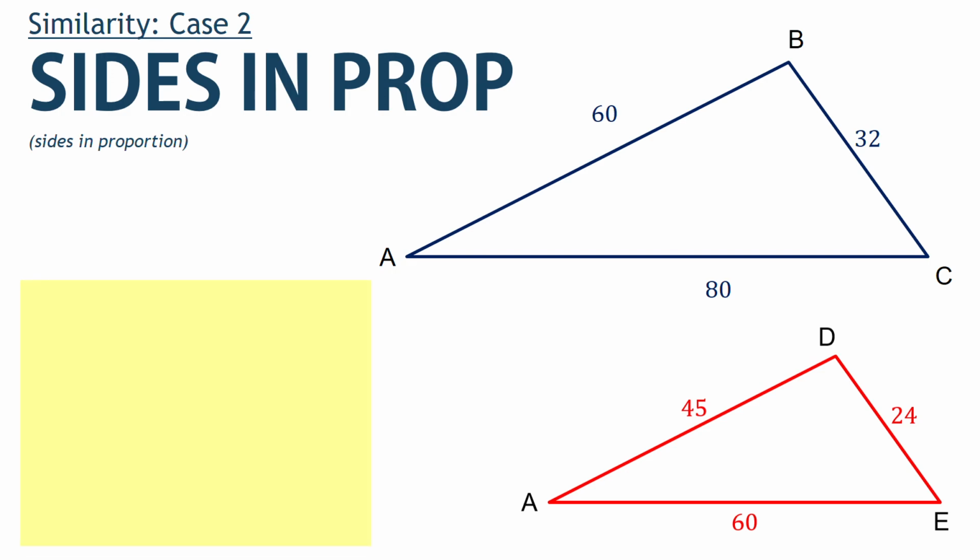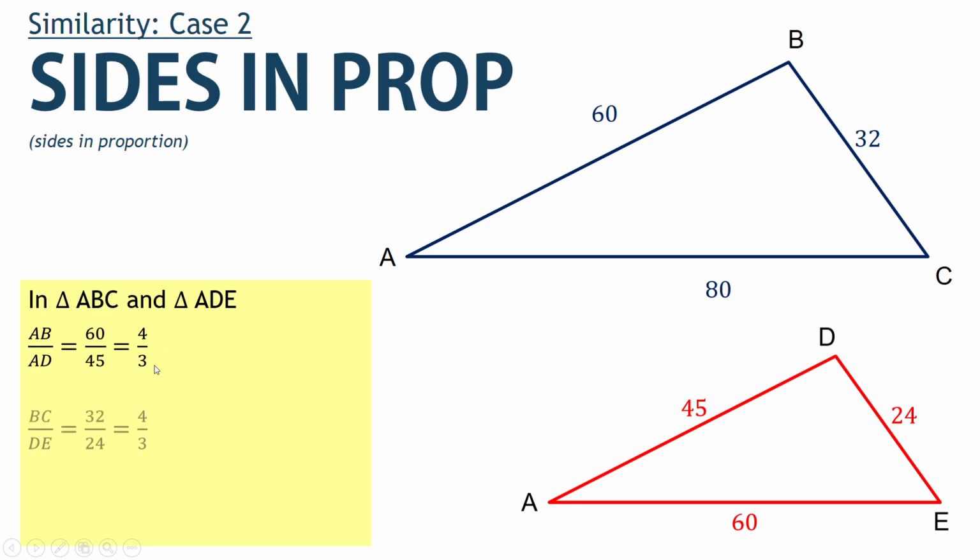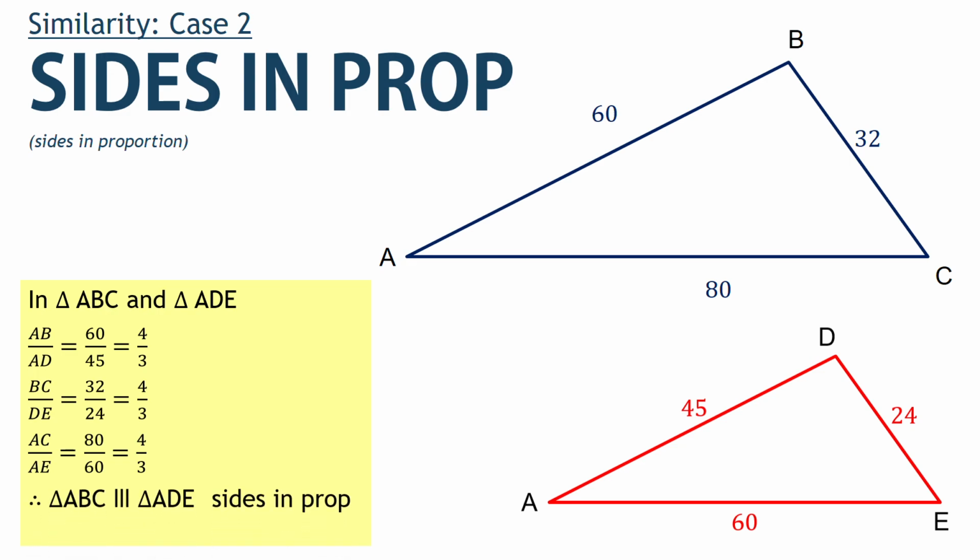So I first state my triangles, then I write them as fractions. So line AB over line AD is 60 over 45, which simplifies to 4 over 3. Line BC, which is the short side here, over line DE, which is the other short side, is 32 over 24, which also simplifies to 4 over 3. And then the same thing for that really long line. So 80 over 60 also simplifies to 4 over 3. So that means that because they all simplify to the same fraction, the sides are in proportion. Notice here that there's no reasons needed for the step with the fractions.